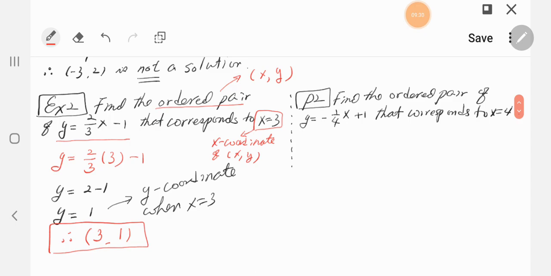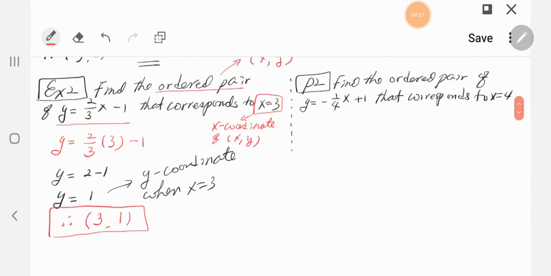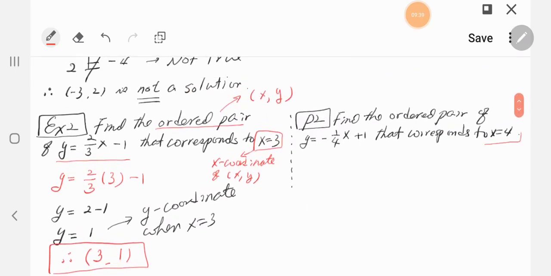Okay, let's try P2. Find the ordered pair of the equation that corresponds to x equals 4. That means the x coordinate is 4. So we want to find out what? An ordered pair x and y. Already x is 4. So y is equal to negative 1/4 times 4 plus 1. And then simplify the right side so that we can find y. The 4 cancels out, so negative 1 plus 1, then y is equal to 0.